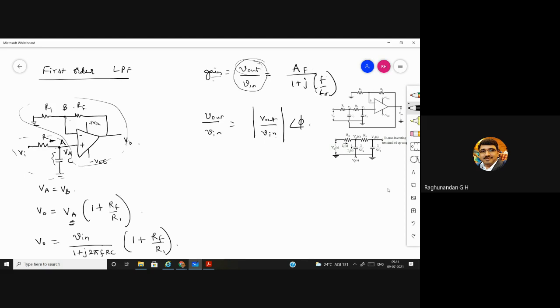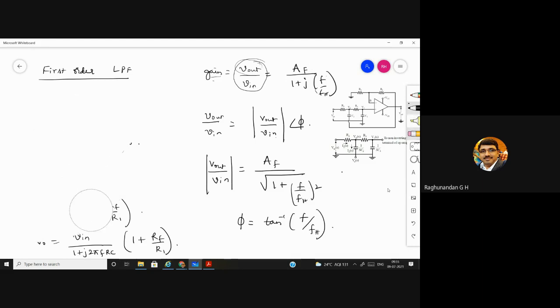For the purpose of writing it in polar form, we write V out by V in for magnitude as AF by root of 1 plus F by FH whole square. Phi, that is the angle, is given by the formula tan inverse of F by FH. So these are the formulas, or I can say this is how we are going to design. After this, we have some cases with respect to this.